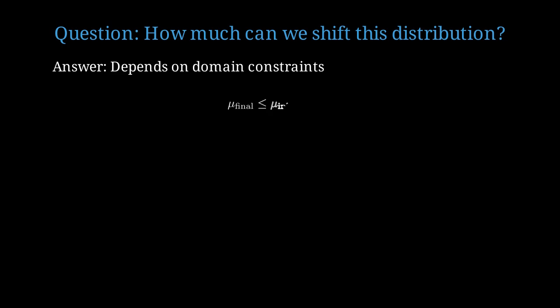We can express this as the final mean is less than or equal to the initial mean plus k times the standard deviation, where k is typically between 1 and 2 depending on domain constraints. Let me provide an analogy that makes this process clearer.